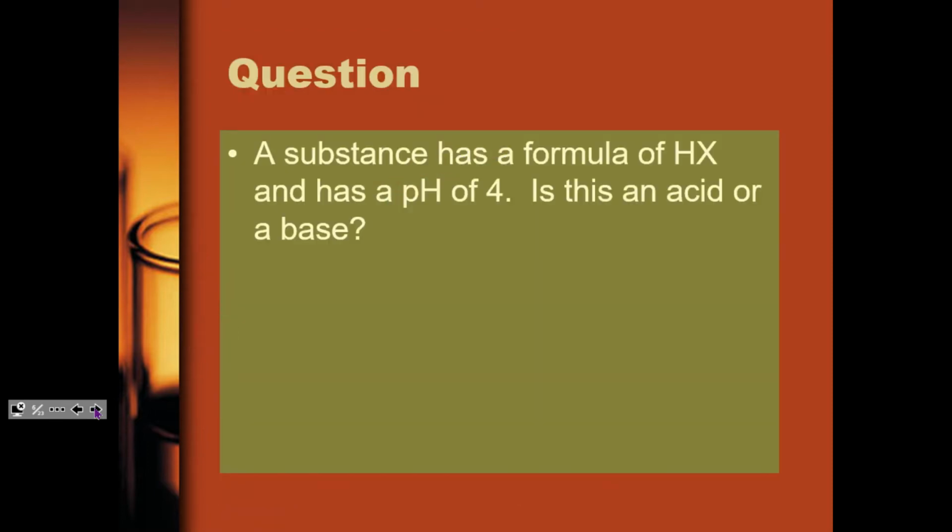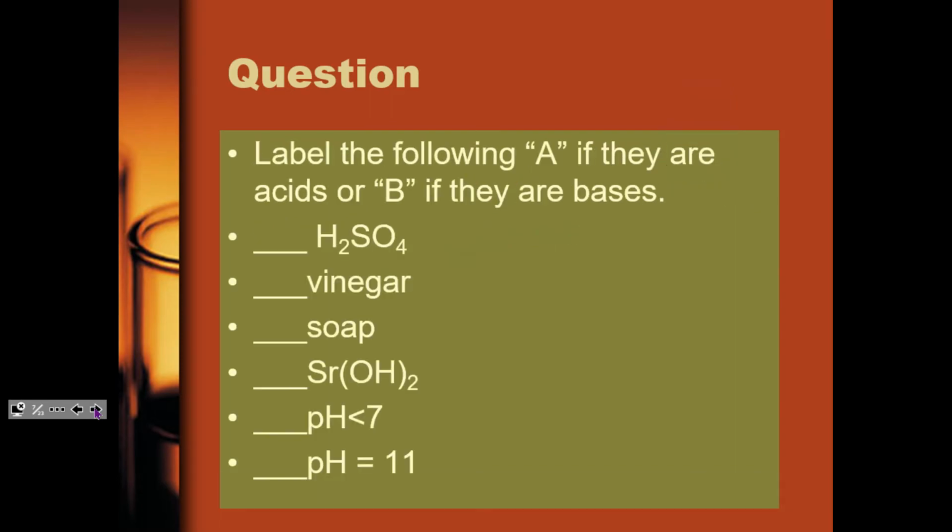So here's a question. A substance has a formula of HX and has a pH of 4. Is it an acid or a base? So two things. If this is my formula and I see that it starts with a hydrogen, that indicates an acid. And if it's a pH value less than 7, then we have an acid. So on both accounts, this is an acid.